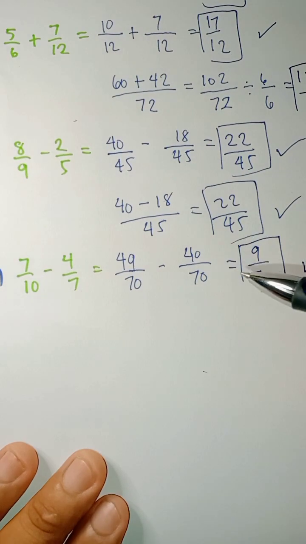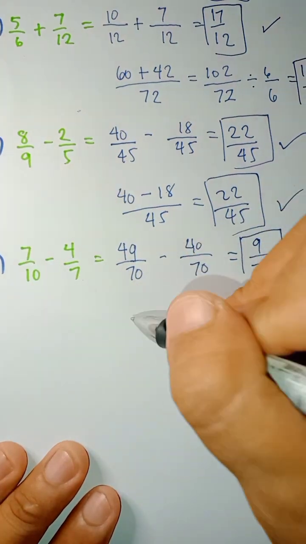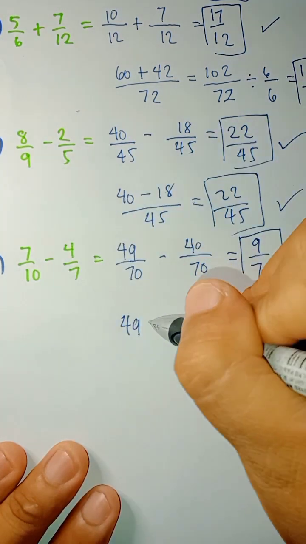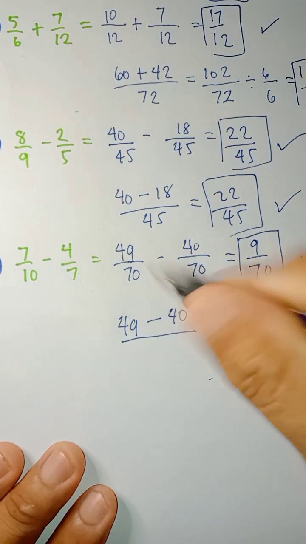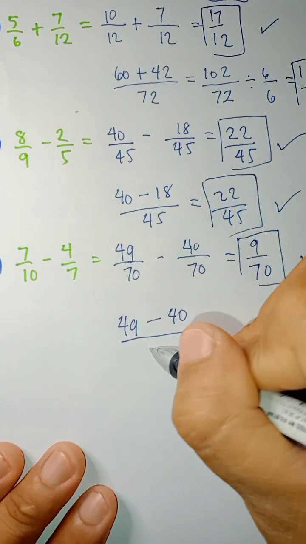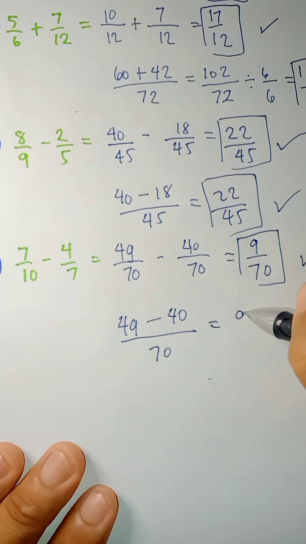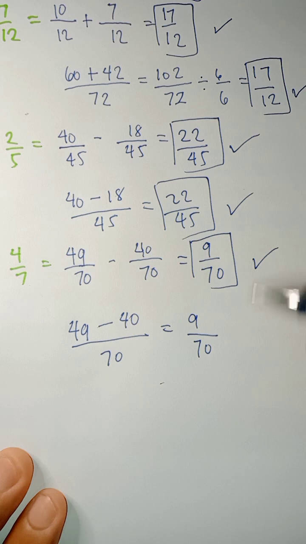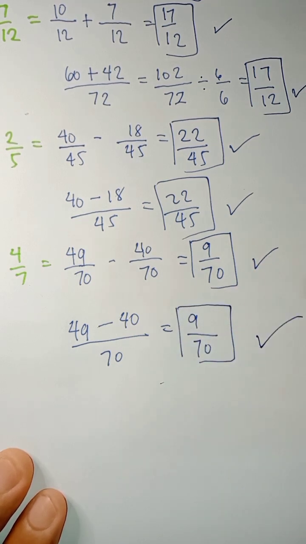And let's use the crisscross method. So we cross multiply 7 and 7 is 49 minus 4 times 10 is 40. Then 10 times 7 is 70. Now 49 minus 40 is just 9. And copy the denominator, which is 70. And this is our answer. So basically, they are just the same.